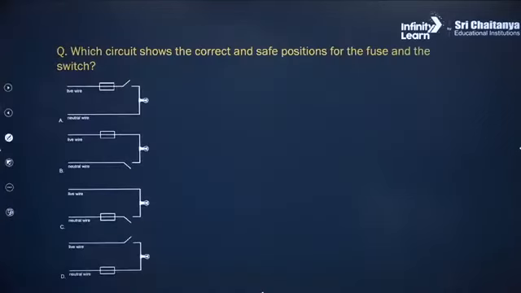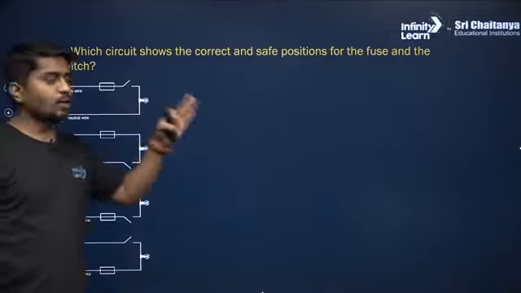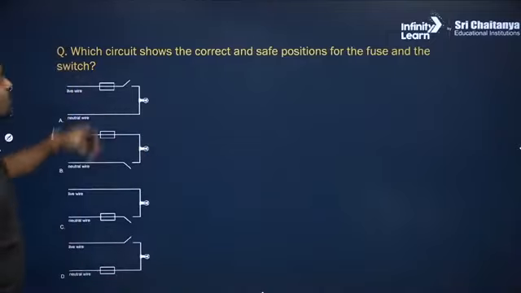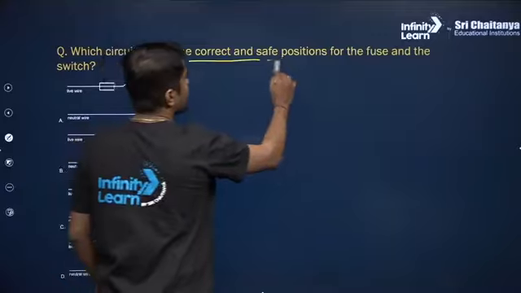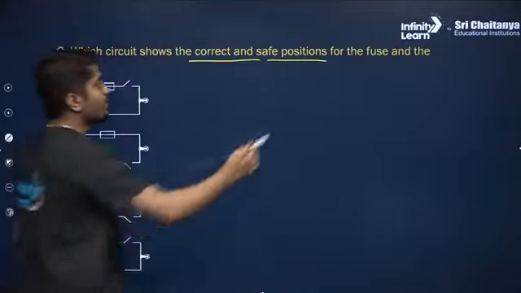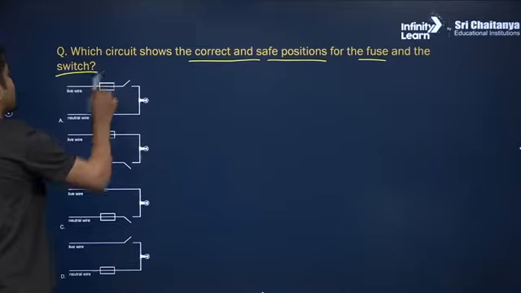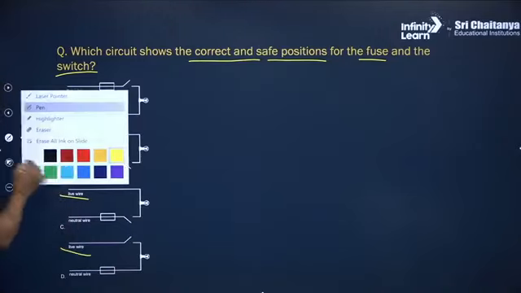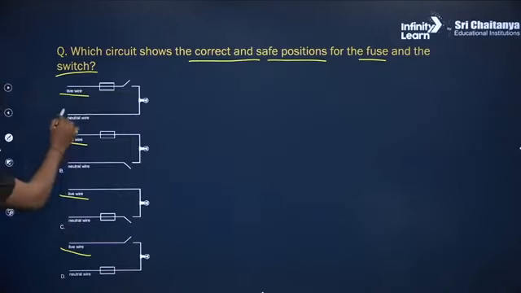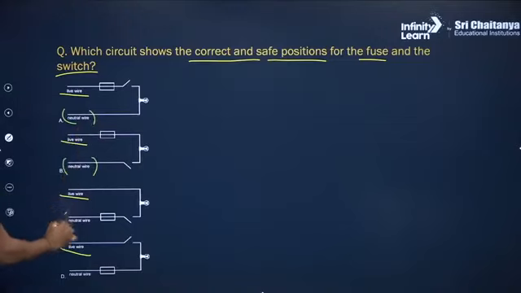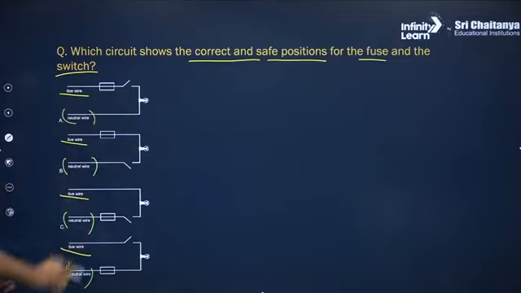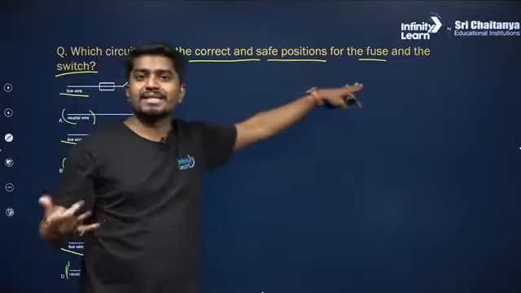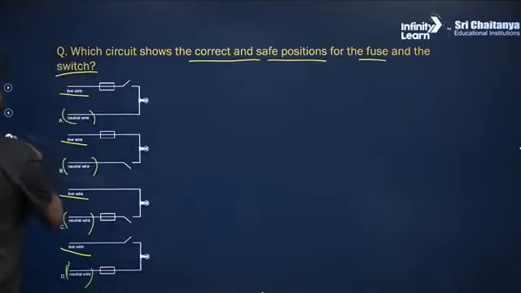ठीक है। Now the question is: which circuit shows correct and safe positions for the fuse and switch? तो यहां पे 2 वायर दिख रही है, लाइव वायर, सब जगह पे there is a live wire, and there is another wire, there is a neutral wire. मैं ऐसे मार्क कर रहा हूं, न्यूट्रल वायर, है ना? तो अभी आप मुझे बताओ, ये जो फ्यूज है, फ्यूज का पर्पस क्या होता है? What is the purpose of the fuse?